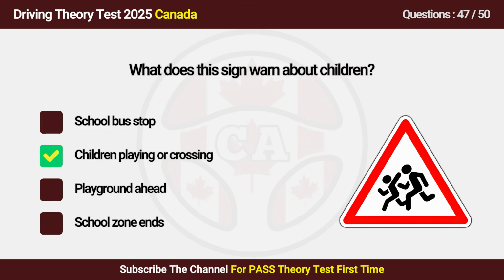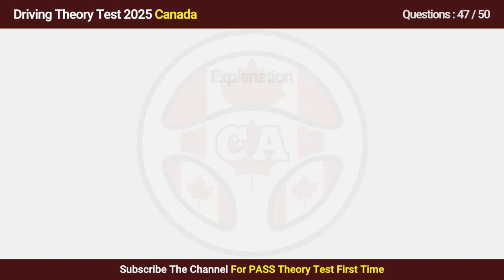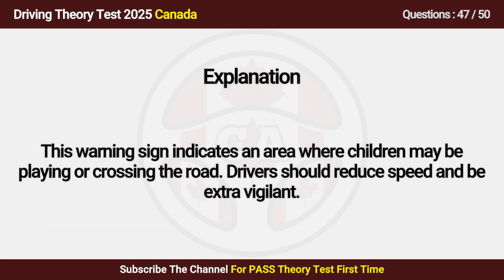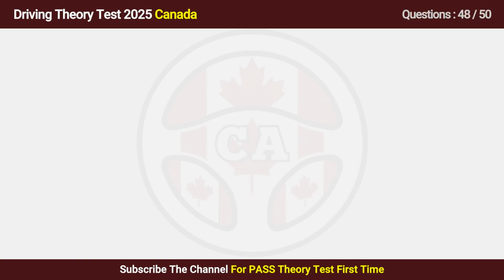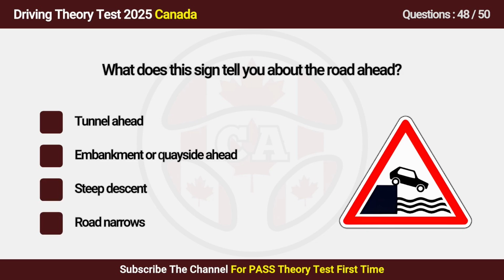Answer is B. Children playing or crossing. This warning sign indicates an area where children may be playing or crossing the road. Drivers should reduce speed and be extra vigilant. Question 48. What does this sign tell you about the road ahead?